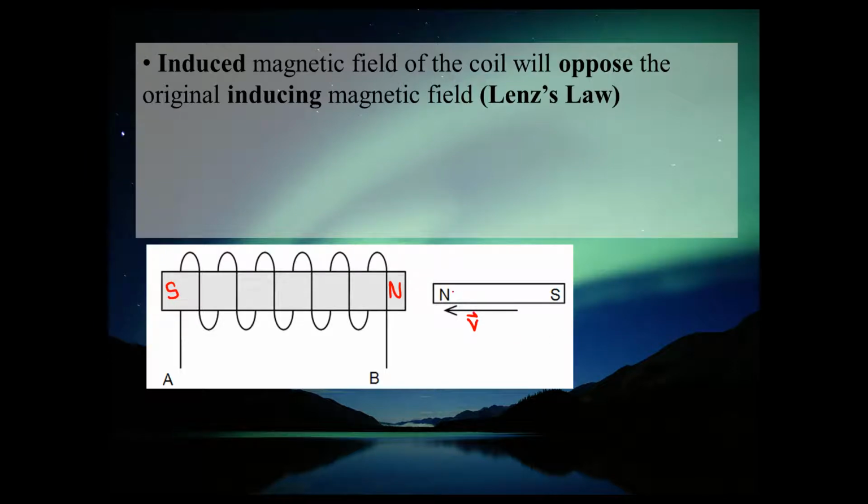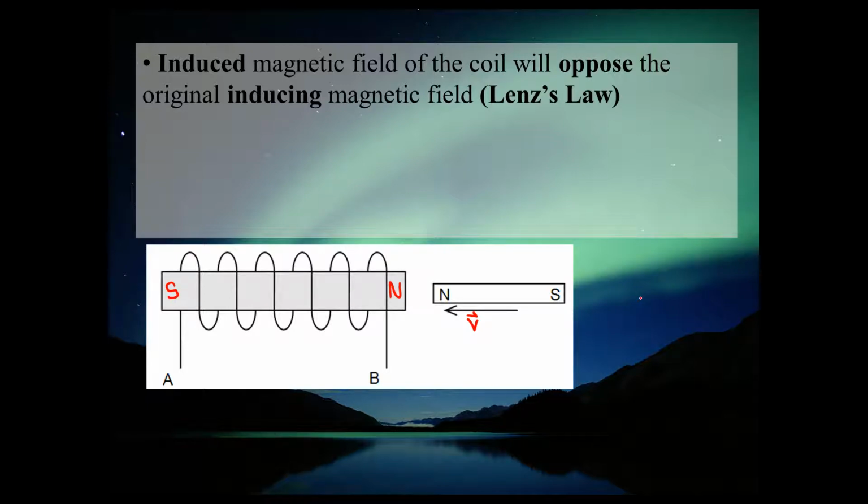So as I bring this bar magnet close, you'd be asking yourself, how do I know which is a north pole and which is a south pole? You're always going to set up a magnetic field so that the motion of the original object is opposed. So the only way I can oppose the motion of this is for this right end of the bar magnet inside the solenoid to be a north pole. And that's what I've set up here. The induced magnetic field of the coil will oppose the original inducing magnetic field. We'll distinguish between what those words mean in a moment, between induced and inducing.